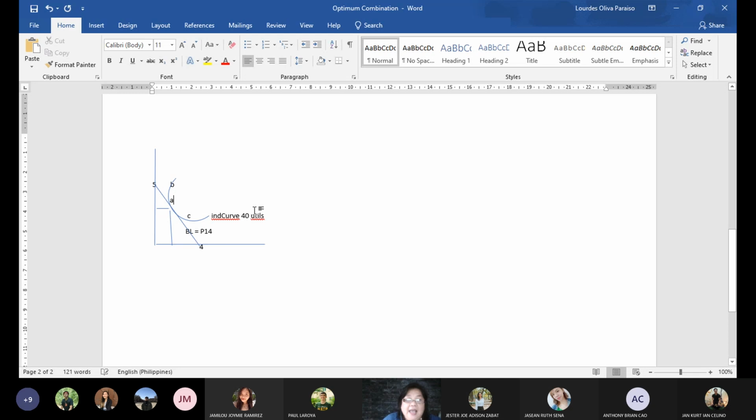Question is, I have a point in here. This is point L. So, it doesn't belong to any of your indifference curve or your budget line. What does point L represent now? It represents what? More budget, less budget, or what?